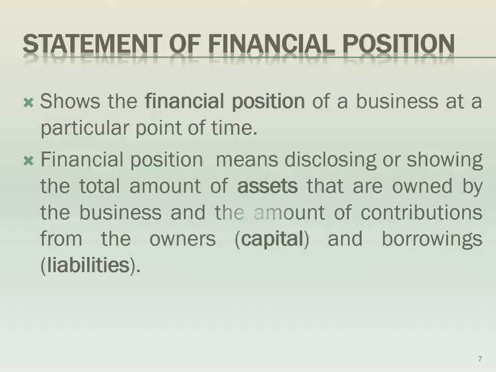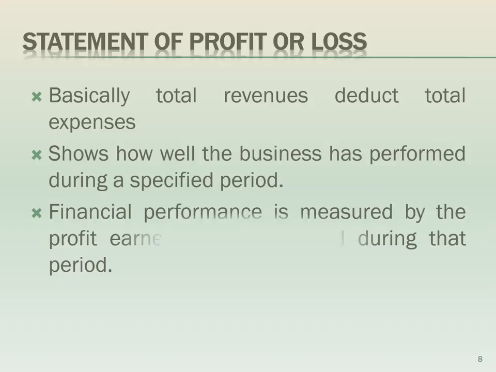The statement of financial position, just now I said, is actually showing the financial position of the business. And again, it must be asset equals liability plus owner's equity. And statement of profit or loss is basically deducting the expenses from the revenues. So total revenues deduct total expenses, and you show whether you're making profit or loss for the specific period, how well the business is doing. And again, the measurement is whether making profit or loss.